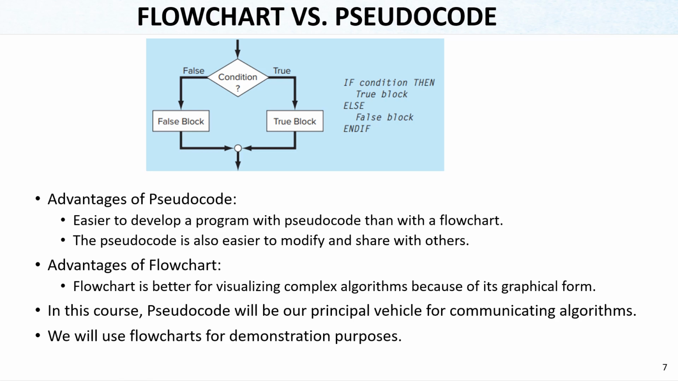Also, there are advantages of flowcharts. The flowchart is better for visualizing a complex algorithm because it's kind of a graphical form. So if you want to demonstrate or present some algorithm to somebody else as a presentation or a visual representation, it's better to use flowcharts. But if you want to type in the codes and show how to type the code, then a pseudocode is a better way. And in this course, we will use the pseudocodes as the principal vehicle for communicating the algorithms, and we will also use the flowcharts for demonstration purposes.